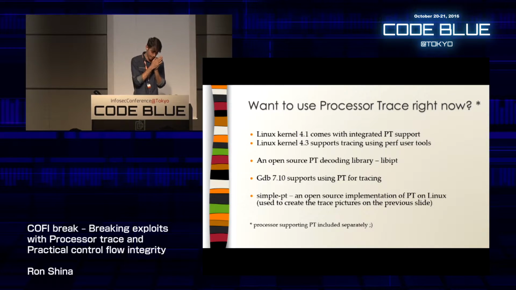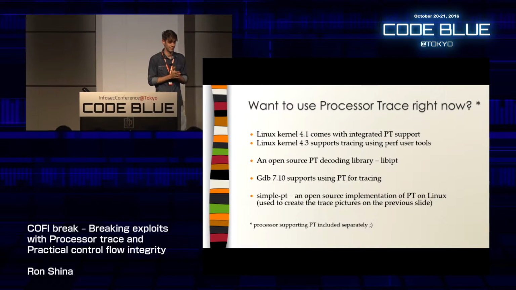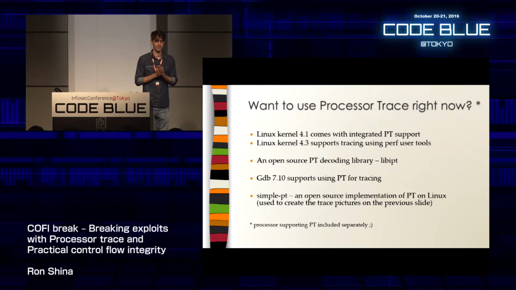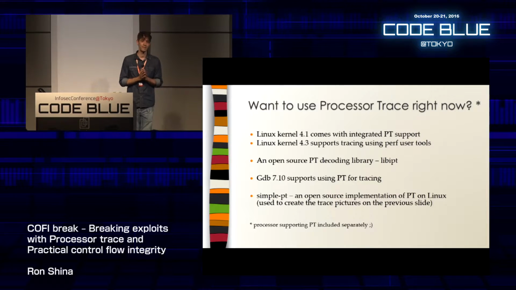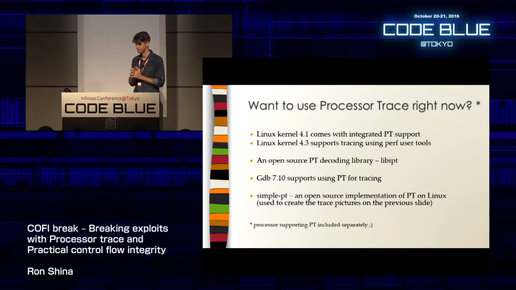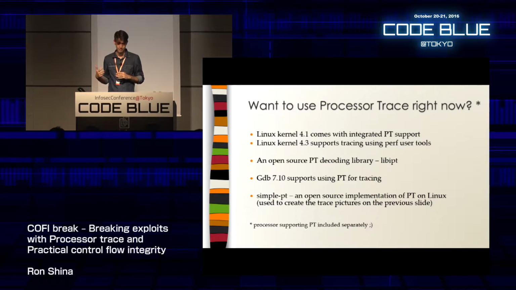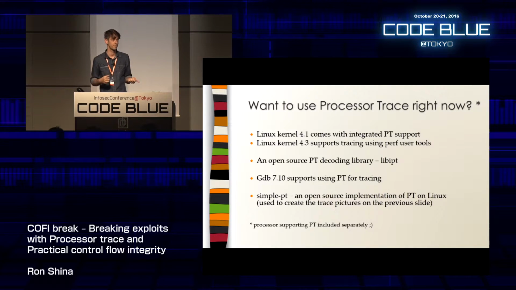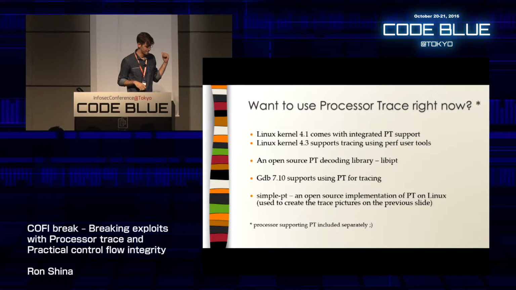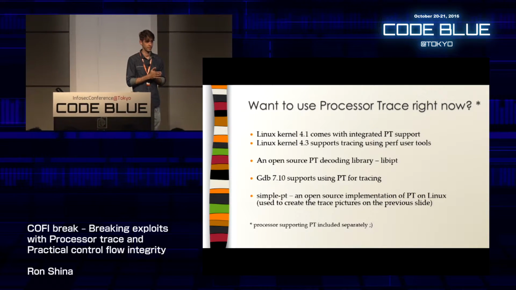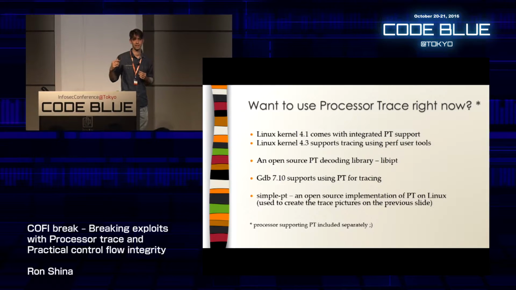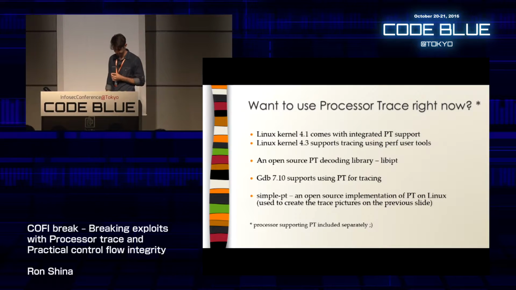Also, if you just want to decode the packets, Intel has an open source library for that called libipt. GDB 7.10 enables you to trace using Processor Trace, just as it does with Branch Trace Store. And there is an open source driver called SimplePT, which I used for the previous slides, which will enable you to use Processor Trace even if your current Linux kernel is lower than the ones that I mentioned, say 4.1.